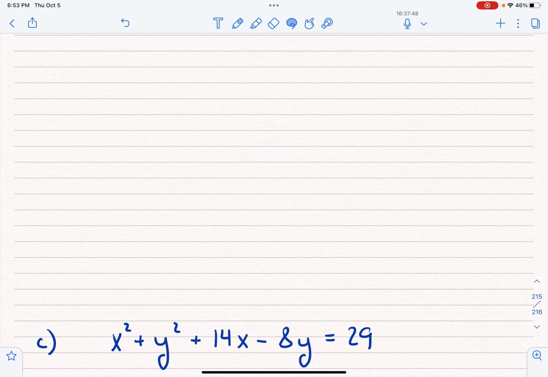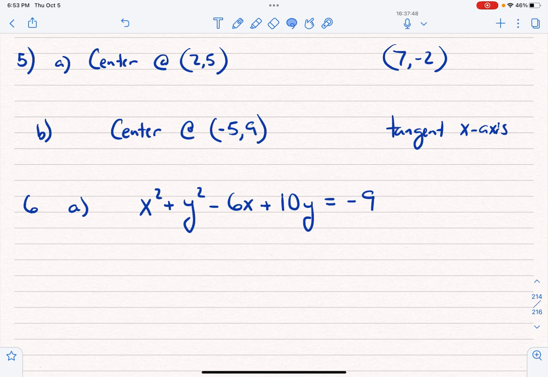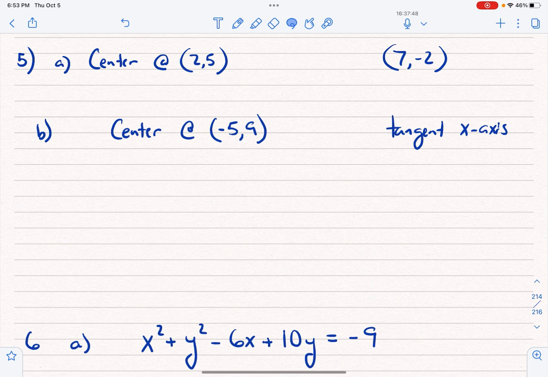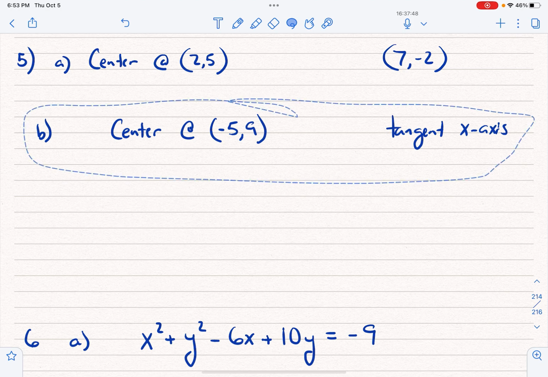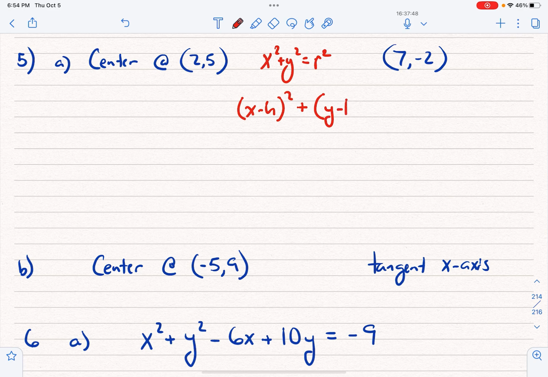What we need to think about is the general equation for each circle, whether it's centered at the origin or centered at some given point. And so we need to think through that a little bit. When it's centered at the origin, it's just x squared plus y squared equals radius squared. When it's centered at some other point, it's (x minus h) squared plus (y minus k) squared equals the radius squared. So this says it's centered here, so we need to plug in those points for h and k.